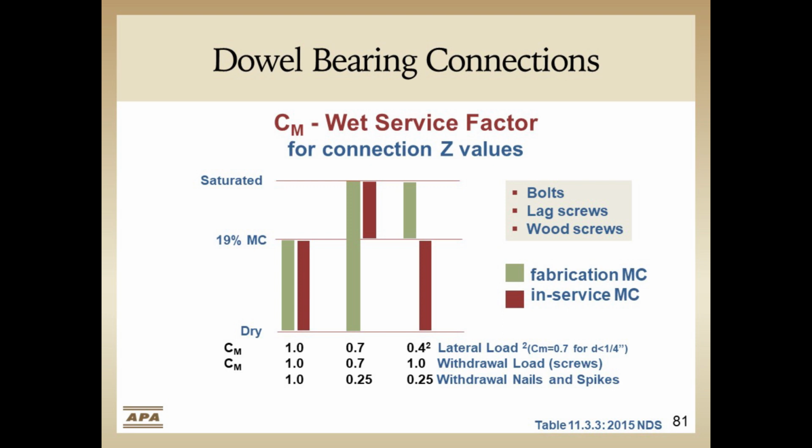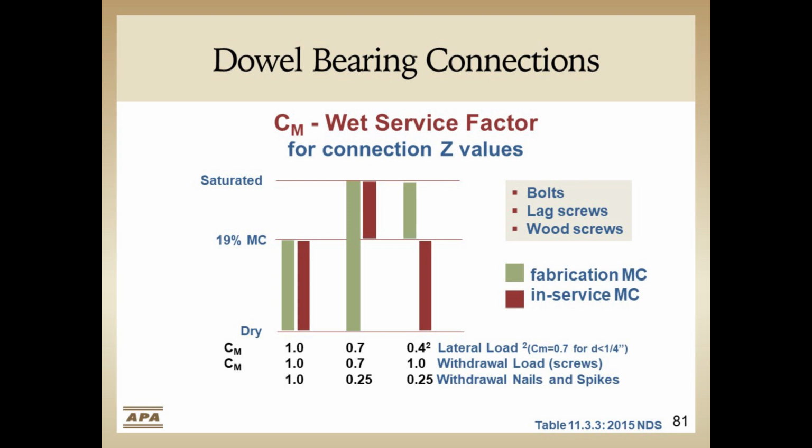Connection strength also varies with wood moisture content, and the NDS has provisions to this effect, applying a wet service factor, C sub M, that affects connection values. Two conditions of moisture content at fabrication and in service are important, whether the wood is less than 19% or greater than 19%. The designer must assess the environmental situation to see which occurs and when. At moisture content levels above 19%, wood is more elastic and wood strength properties reduce somewhat.